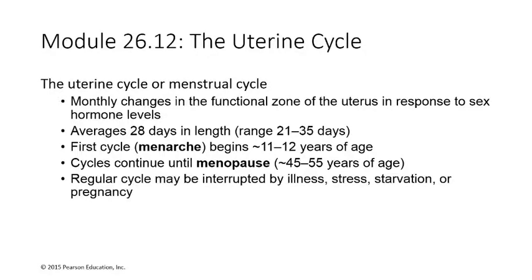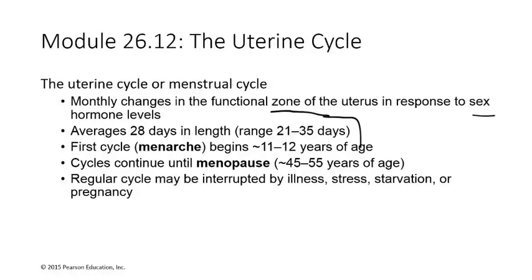Now, the uterus is going to have the menstrual cycle going within it, or the uterine cycle. You'll hear it called both. And this is going to be a monthly change in response to the sex hormone levels. This is very cyclic, with an average of 28 days. So I'll be describing 28-day cycles. Keep in mind that this can range from shorter to longer cycles.